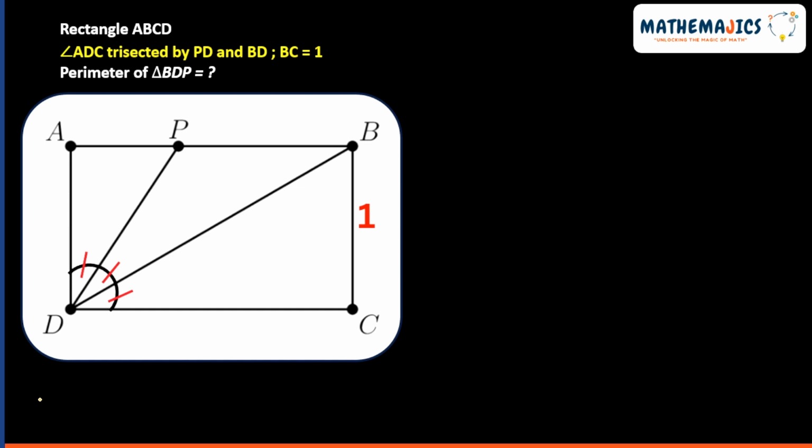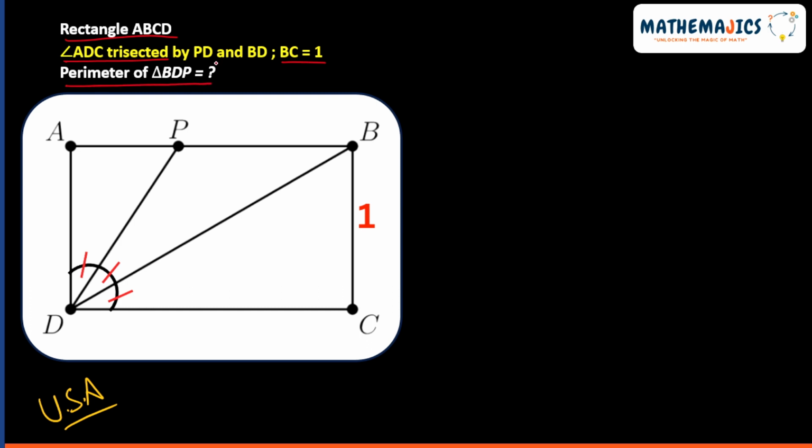This question is taken from one of the math competitive exams conducted in USA, America. Let's see how to solve this question. We are given that there is a rectangle ABCD and angle ADC, which is an angle of the rectangle itself. It is trisected. Trisected means divided into three equal parts. And we are given one of the sides of the rectangle. We need to find the perimeter of triangle BDP.